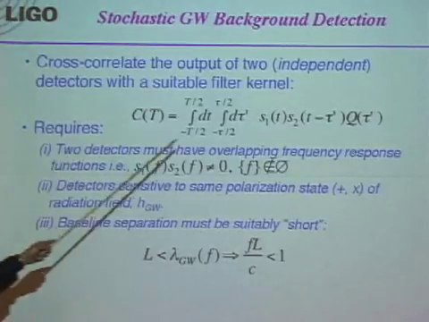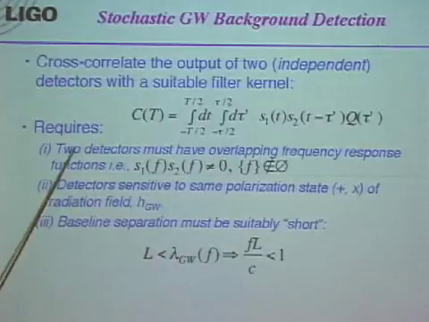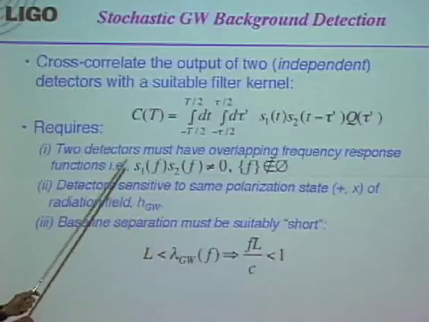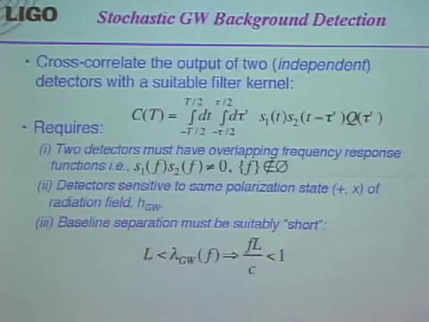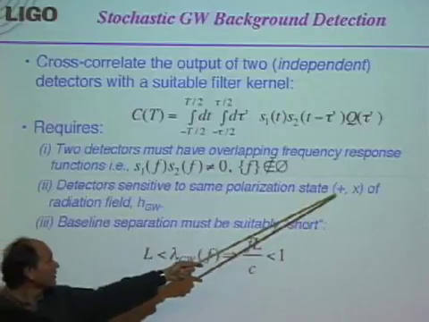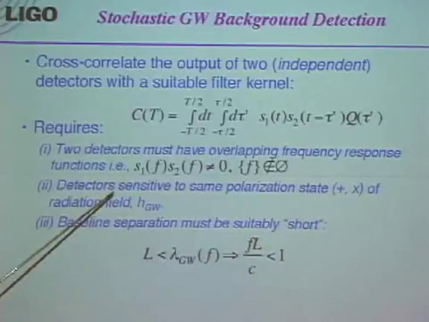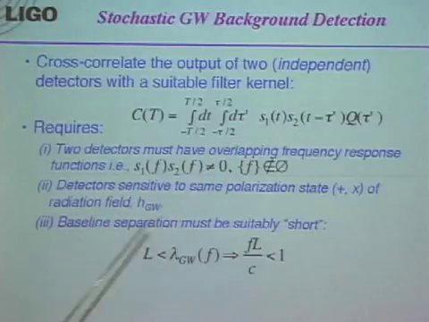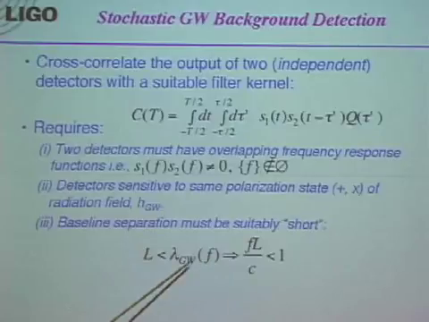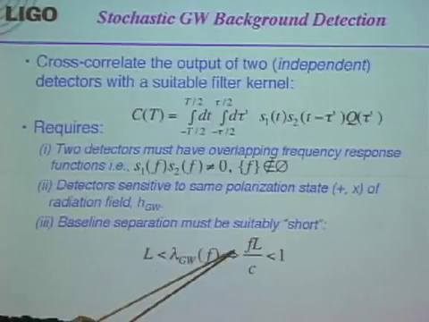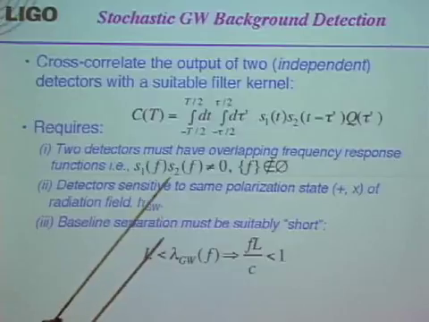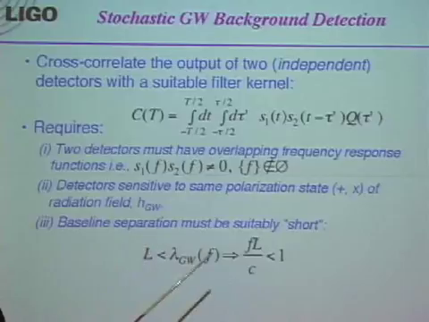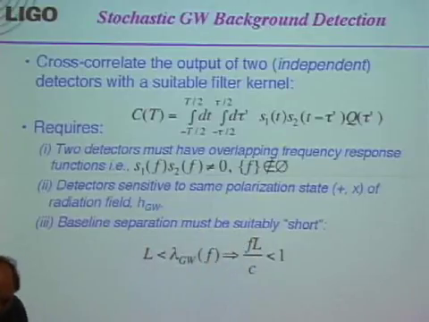In order for us to correlate two interferometers or two detectors, they must have overlapping frequency regimes, otherwise you don't look at the same spectral content of the gravitational wave signal. They have to be sensitive to the same polarization state, because otherwise they would not be communicating detectors. And to get a suitable frequency domain overlap, you have to have the condition that the gravitational wavelength is longer than the baseline of interest, which for LIGO being 3,000 kilometers gives us a very low frequency content, of order 50 or 60 hertz.